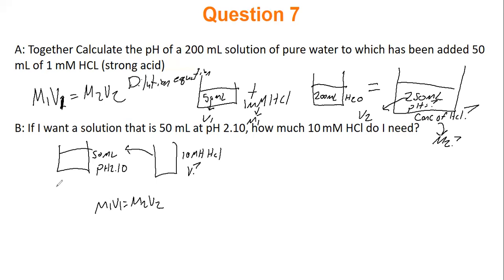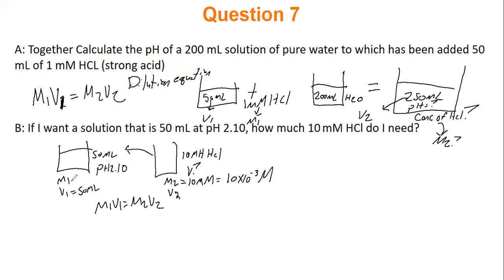So molarity, and I'm just going to call this M1, V1, M2, V2. It doesn't matter which solutions 1 and 2, as long as you're consistent. I know that the volume I want to make is 50 milliliters. And I know the molarity of my second solution is 10 millimolar, or 10 times 10 to the minus 3 molar if I want to get out of milli.